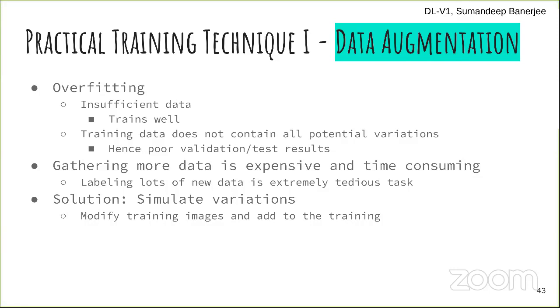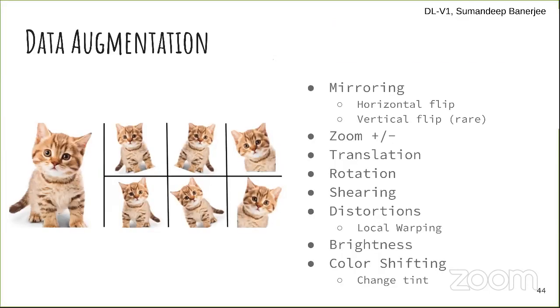So what we can do here, and it is a very, very useful thing, fortunately for computer vision, is we can simulate the variations in data. It is easier to simulate variations in computer vision than in most other applications. So what we do is, using basic image processing techniques, modify the training data and add it to the training. So data augmentation is just that.